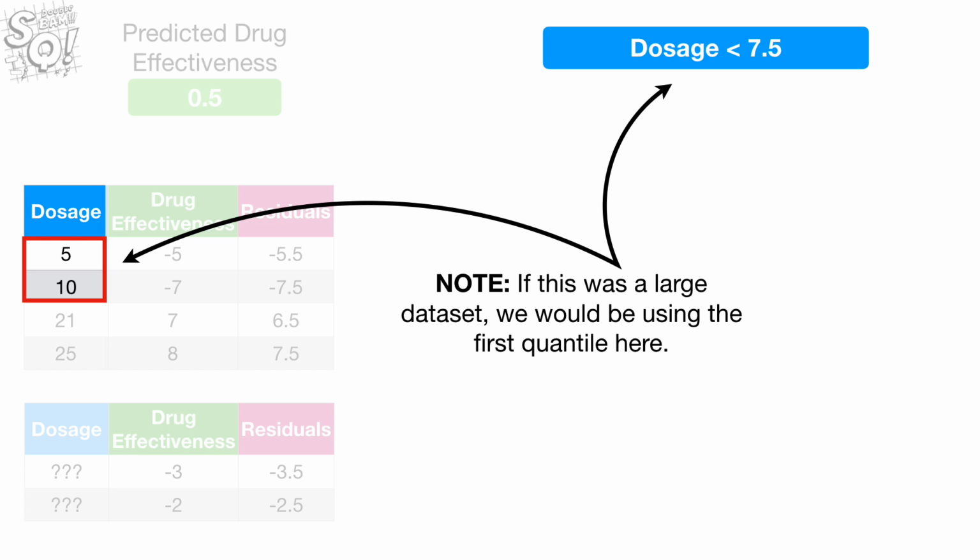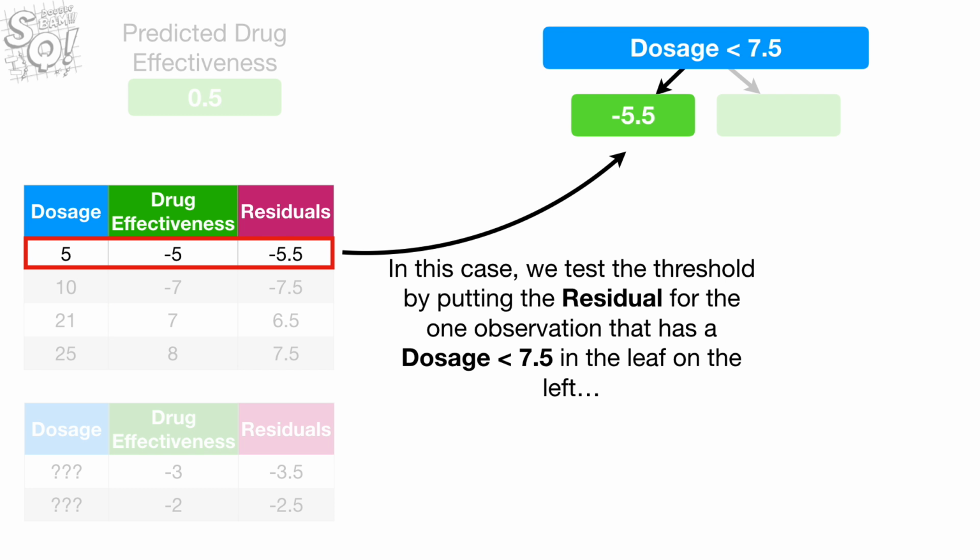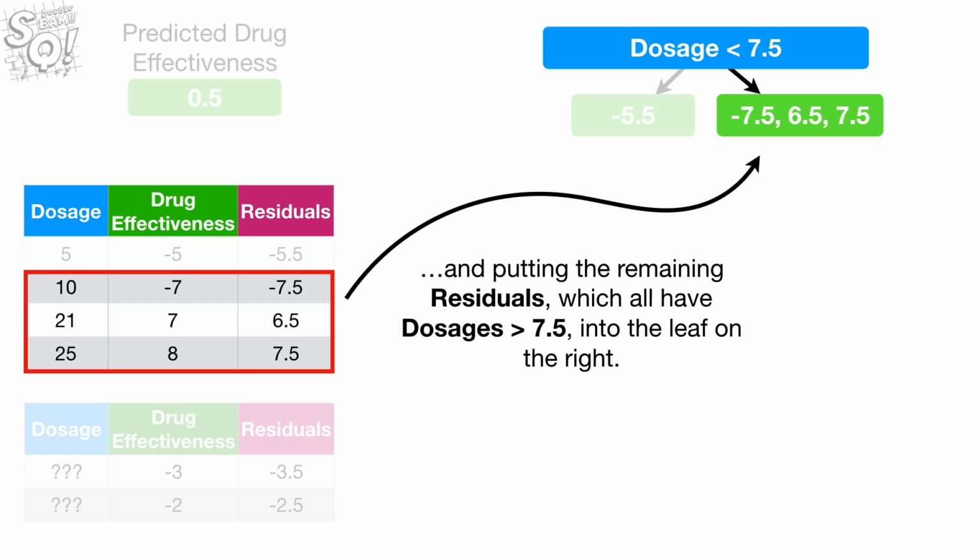Note: if this was a large dataset, we would be using the first quantile here. In this case, we test the threshold by putting the residual for the one observation that has a dosage less than 7.5 in the leaf on the left, and put the remaining residuals, which all have dosages greater than 7.5, into the leaf on the right.